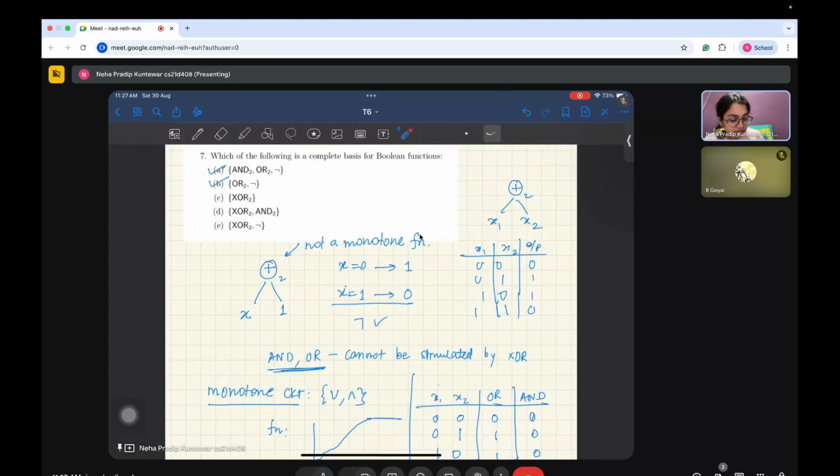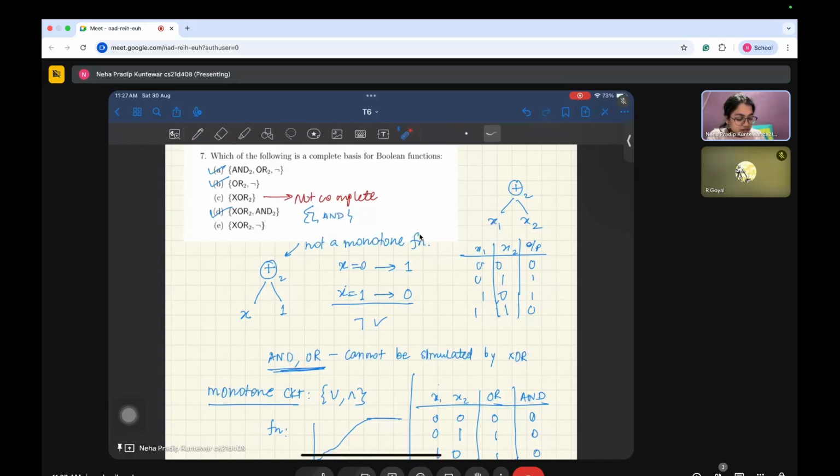Okay, so we saw that this is not complete. But what if I add an AND gate to it? Because the NOT can be simulated with this XOR, AND and NOT will give me completeness. Exactly. So this is complete, because now you have the functionality of AND as well as negation, so you can simulate all.